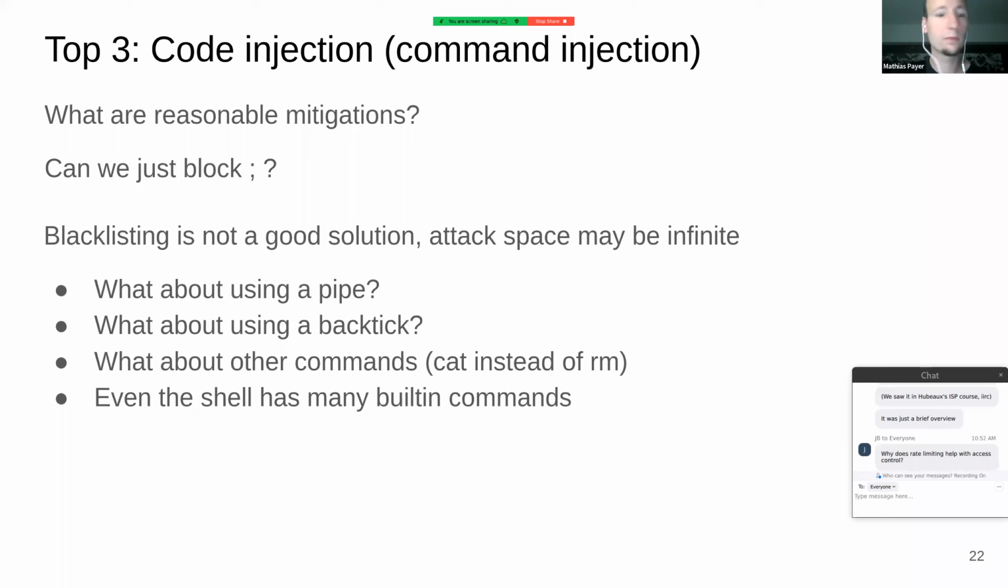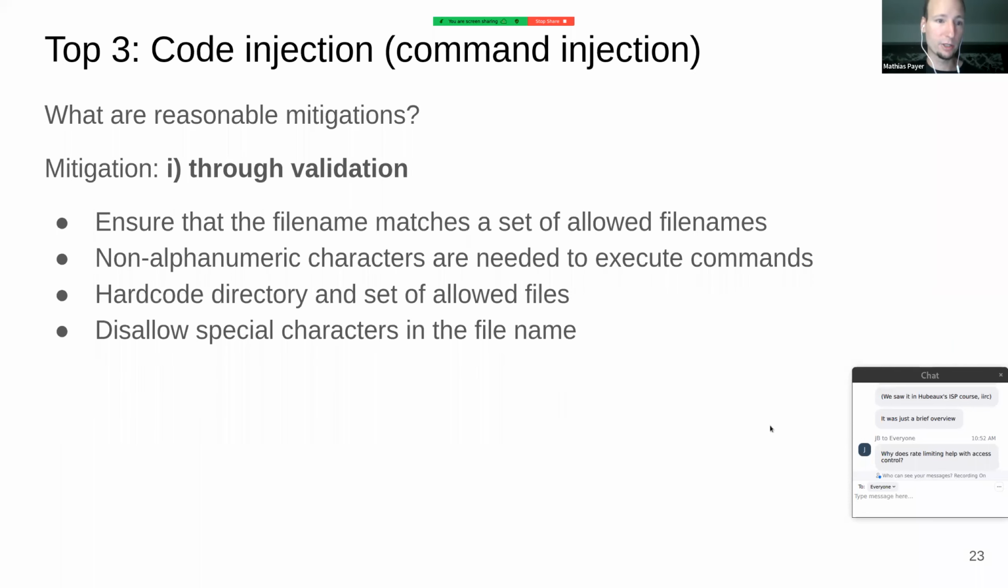What about using a pipe? What about using a backtick? What about other commands, cat instead of remove? What about different kinds of built-in commands that are in the shell itself? Right, there's a lot of functionality that with just deny listing you have very limited control of, and you need to make sure that you can cover all of that. So deny listing is not a good option.